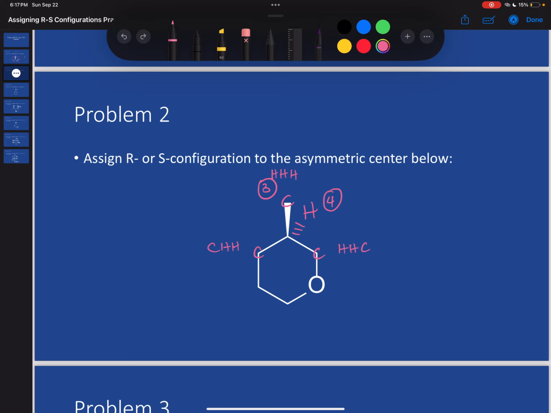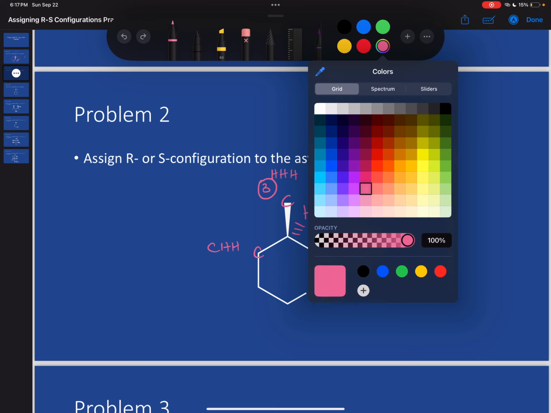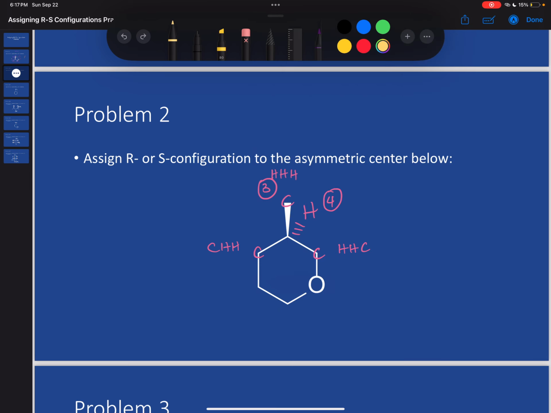Now, trying to figure out 1 and 2, these are still the same, 2 hydrogens, 1 carbon, so I keep going. Well, the next group I run into is a carbon versus an oxygen. Well, that's different, and I know that oxygen needs to be higher priority than carbon. Okay, so that is how I can use my priority rules to determine what priority my groups are going to be, especially with a ring. I couldn't tell between these two, so I kept going until I found that first point of difference between those 2 positions. Hopefully that was helpful.